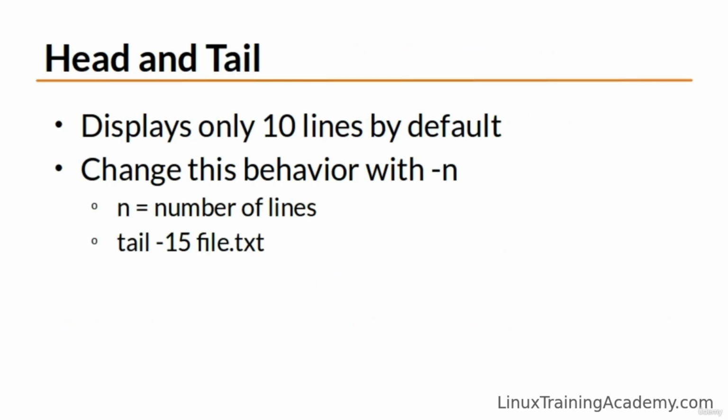By default, head and tail only display 10 lines. So if you wanted to see the last 15 lines of a file, for example, you could use tail space dash 15 space the file name.